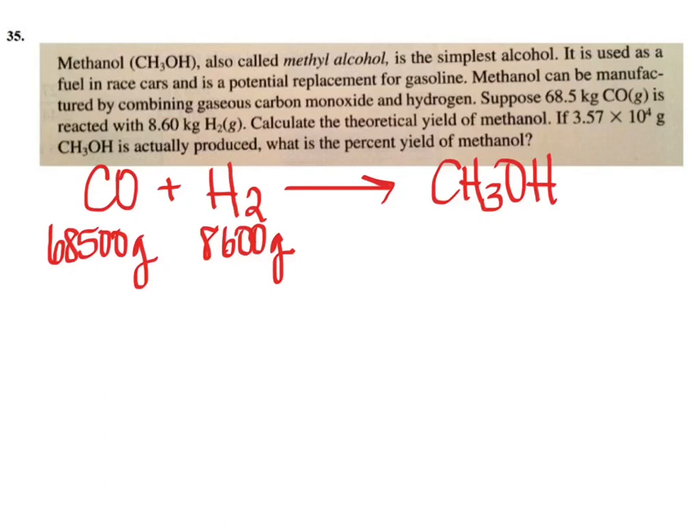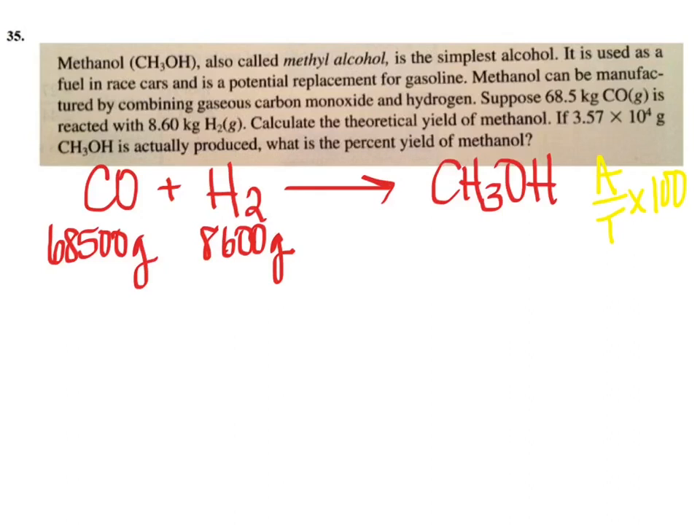Percent yield is your actual yield over theoretical times 100. Actual is what we get in the lab. Theoretical is, in a perfect world, what would we come up with? And we get that number by doing the stoichiometry.